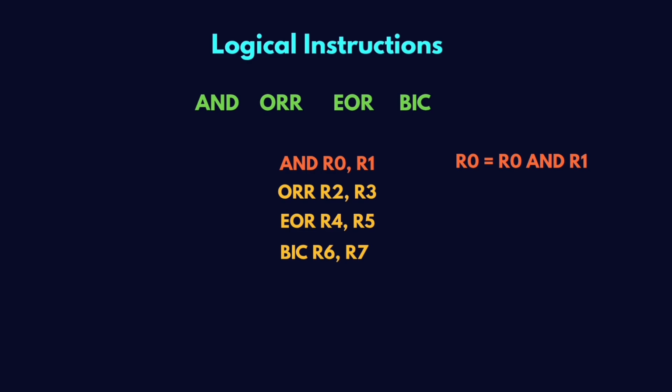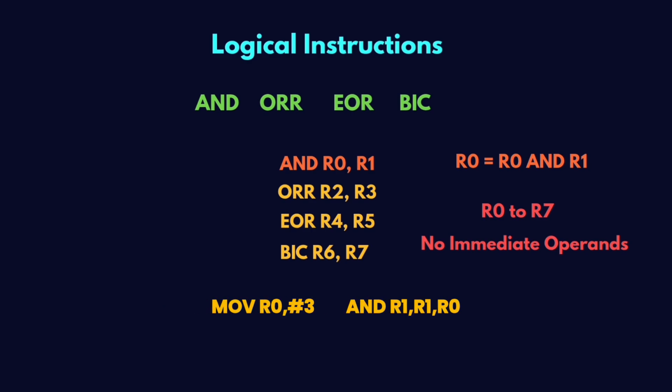There are two important restrictions to remember. Low registers only: all operands must be low registers from R0 to R7. No immediate operands: these logical instructions do not support immediate values. If you want to use a bit mask, you must first load it into a register using a move or a load instruction and then perform the logical operation.